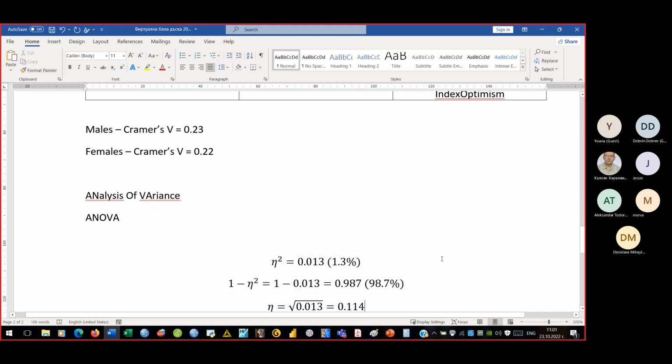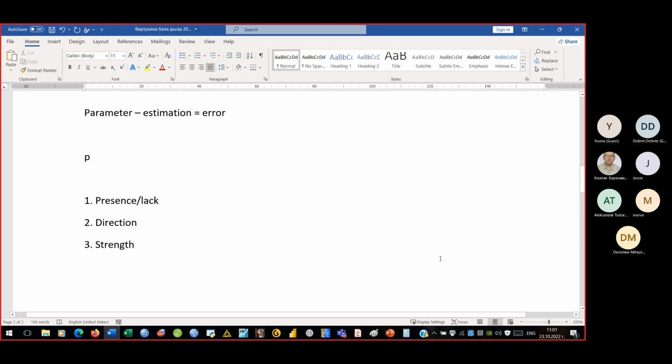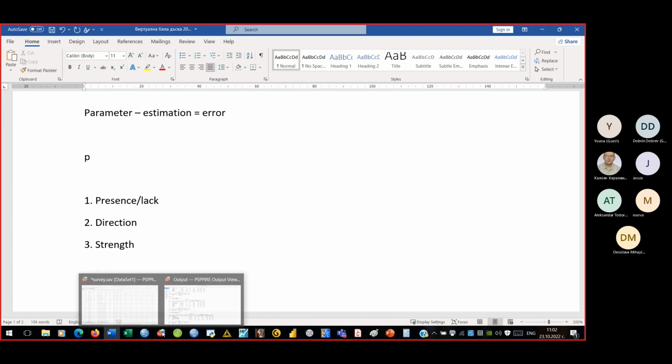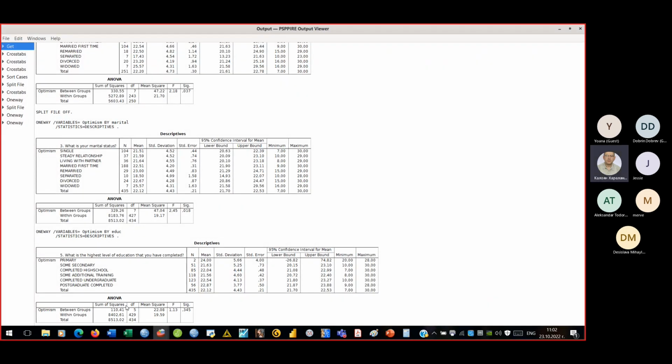So these were all three tasks: presence, direction, and strength. And now, but I made a mistake because I calculated the eta squared for the educational level, not for marital status. So let's do it again for the marital status.